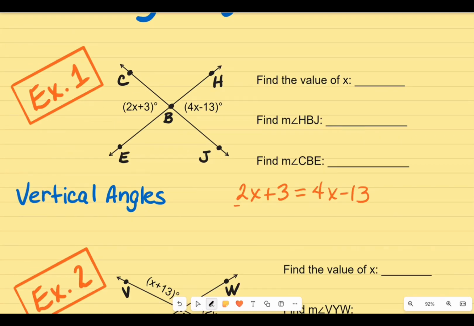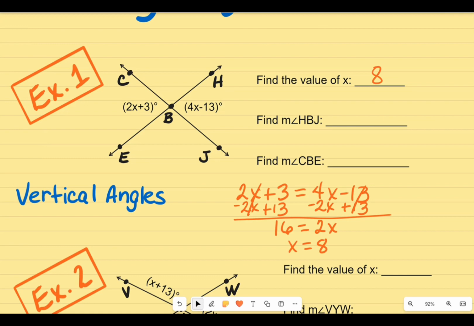So now what I would do is just combine like terms. I'm going to subtract 2x on both sides so that I can remove the x's on that side. And then I'm going to add 13 on both sides, so that on one side I have my variables, on the other side I have my constants. So I have 16 is equal to 4x minus 2x, which is 2x. And now when I divide both sides by 2, x is 8. So that's my first blank.